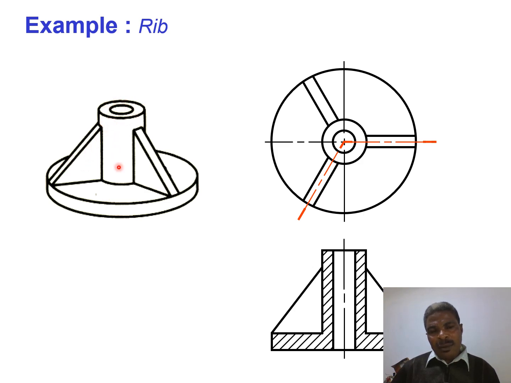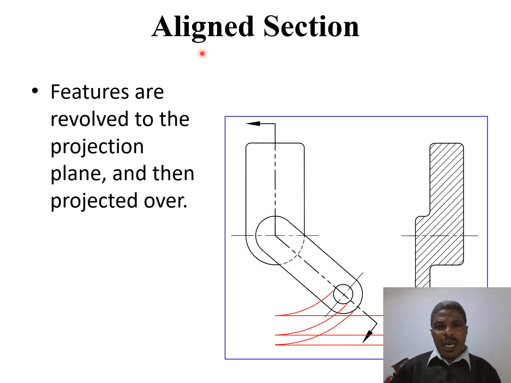So the thickness of this from the center hole is indicated here. Thickness of this material, and this through hole is a through hole, you can see. So this is a case of example for a rib. Aligned section. That was the aligned section.